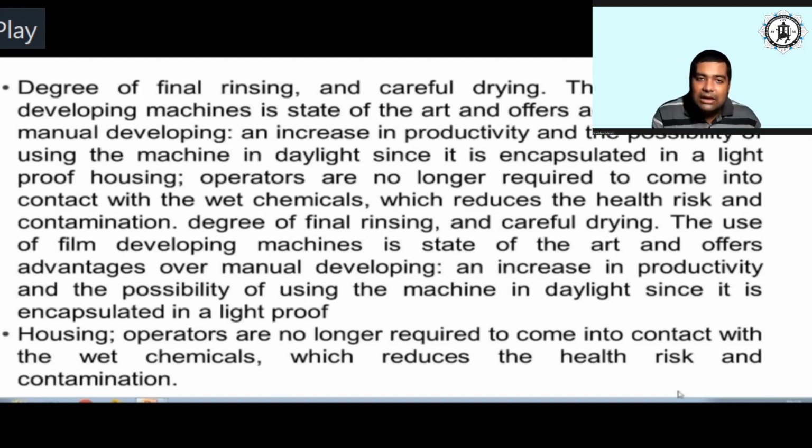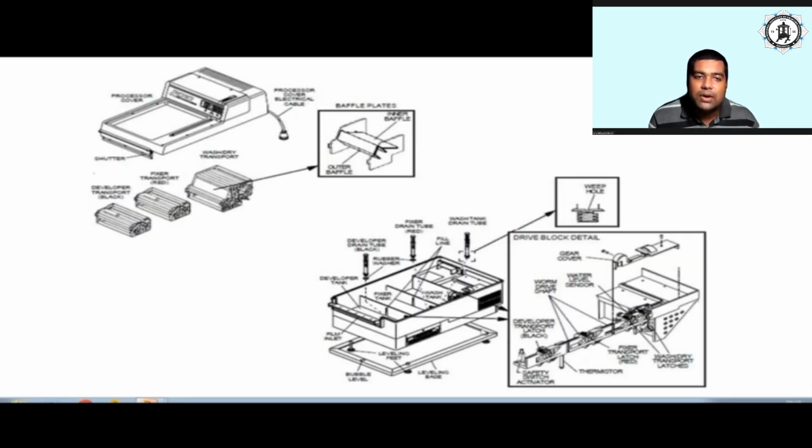So let us take a look at the structure or overview of one such development machine. You can see in the given image that there are successive rollers, and each of the roller stacks is associated with a tank. So this is basically your development tank, then the fixing tank, then the stop bath tank.